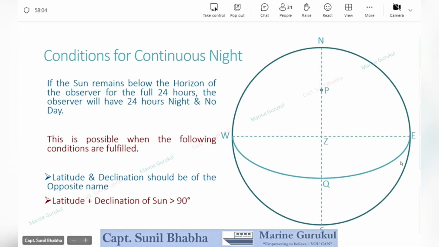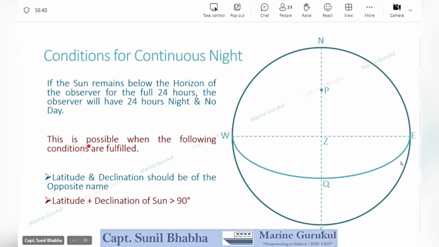Now, in some of the questions, instead of asking the conditions for a continuous day or 24 hours day, they ask us the conditions for a continuous night or a 24 hours night. It basically means that the sun should remain below the horizon of the observer for the full 24 hours, and in that case, the observer will have 24 hours night and there will be no day. There will be no sunrise, there will be no sunset. The sun is going to remain below the horizon of that particular observer for the full 24 hours.